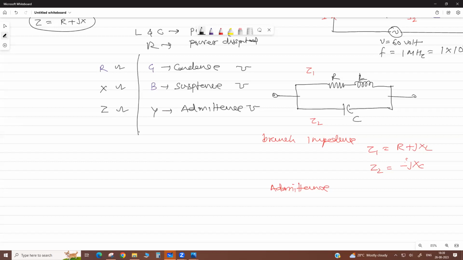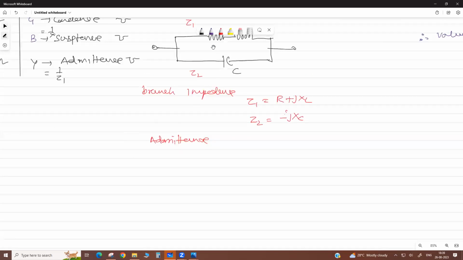Please you remember this. Resistance, reactance, impedance. So admittance Y equals to 1 by Z actually. B equals to 1 by X. G equals to conductance equals to 1 by R. Like this. Inverse, they are.